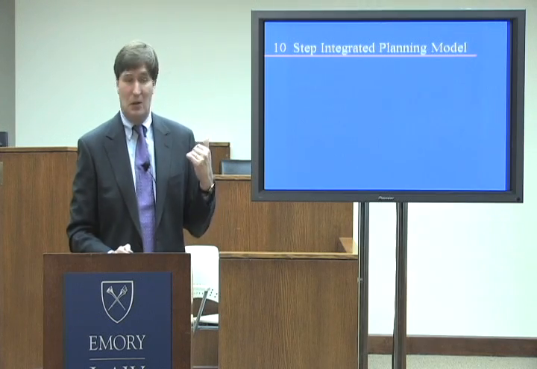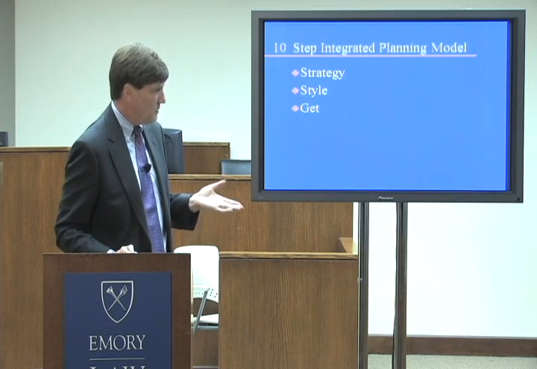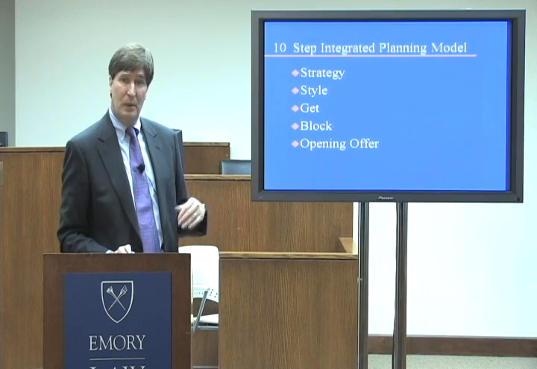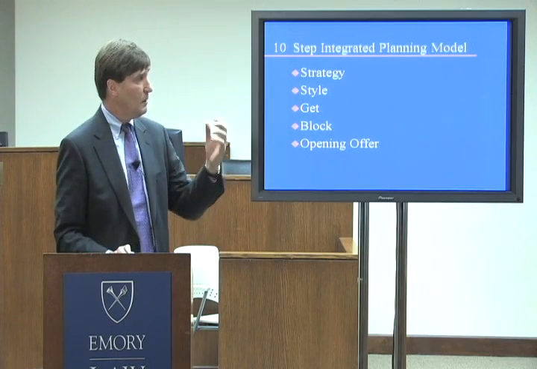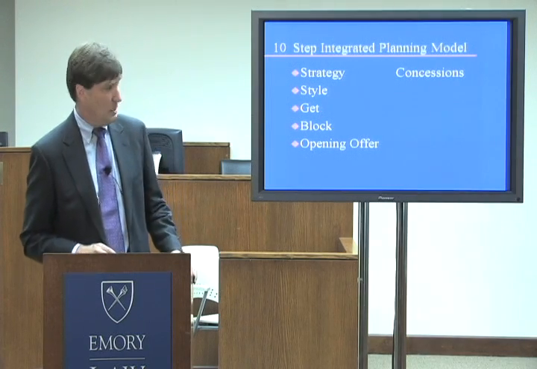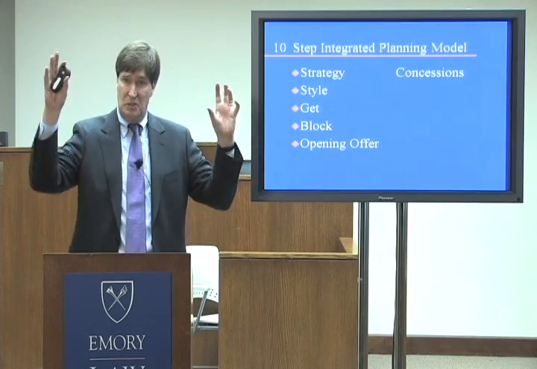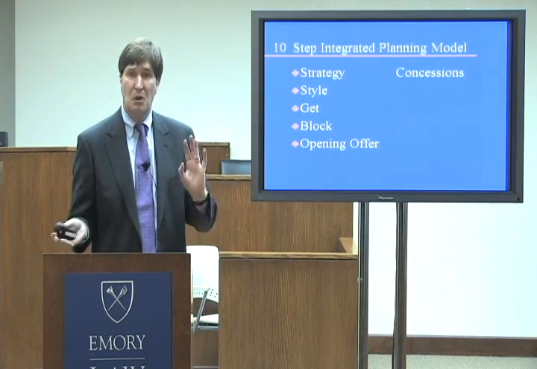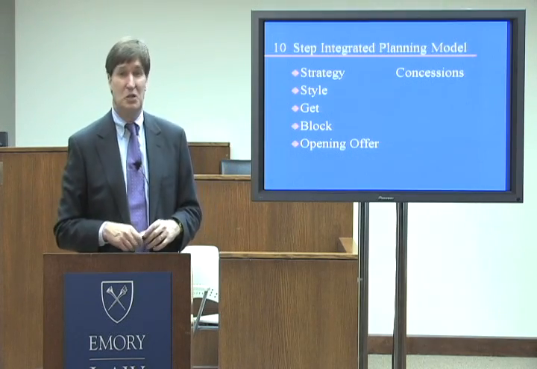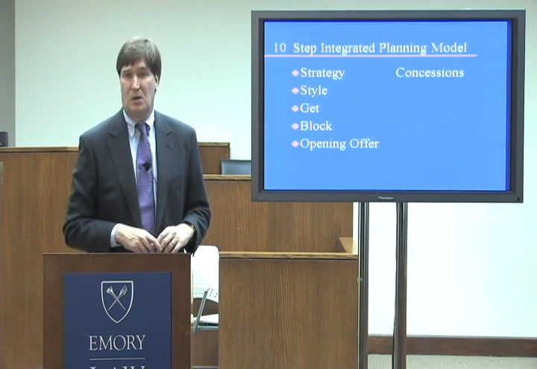So back to our integrated planning model. We've got strategy choices, style choices, information we're going to get, information we're going to block, and our opening offers that set up the possibility for exchanges. So let me just say a quick word about concessions. After you make your opening offers and you put your persuasive statements, how do you move? Well, the expectation in a garden variety negotiation is you wouldn't be here if there wasn't some kind of concession that's going to go on.